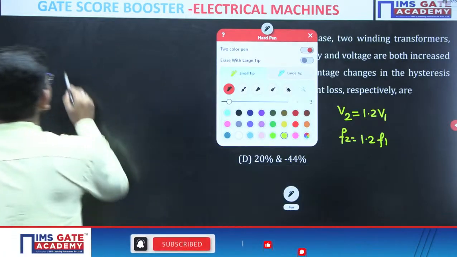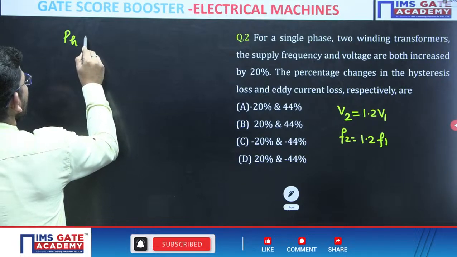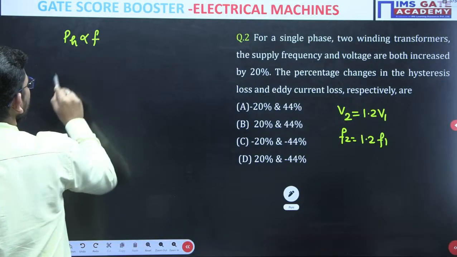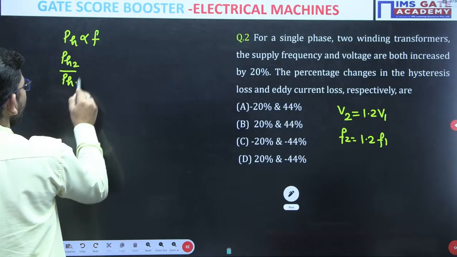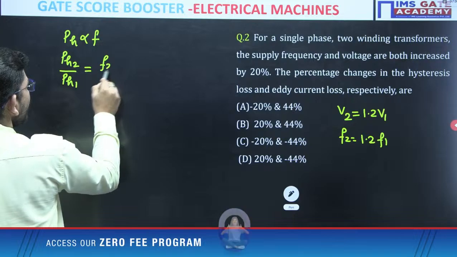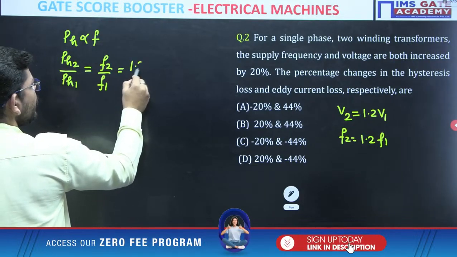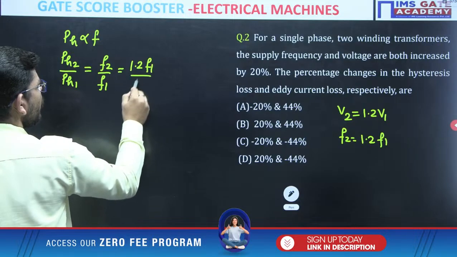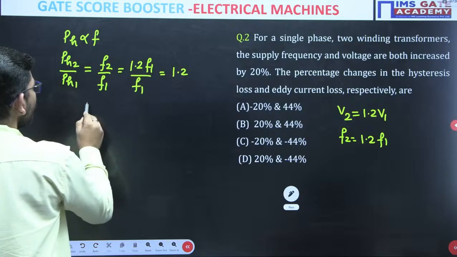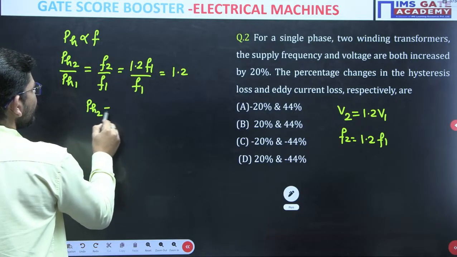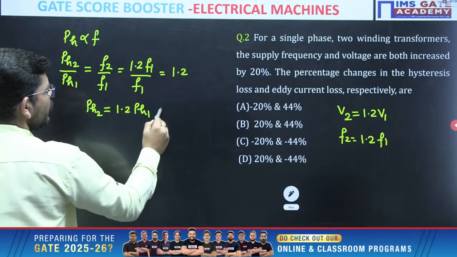We know that hysteresis losses are proportional to frequency. So if we calculate PH2 over PH1, that will be F2 over F1. What is F2? F2 is 1.2 F1, upon F1. So we will get 1.2.